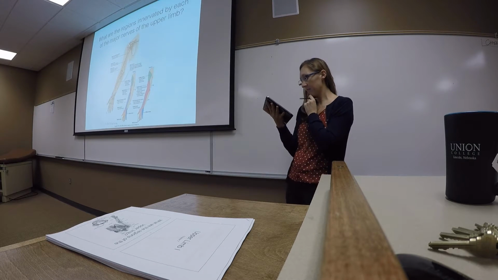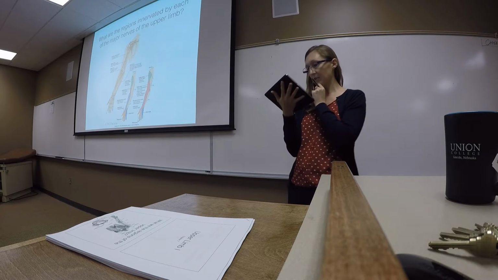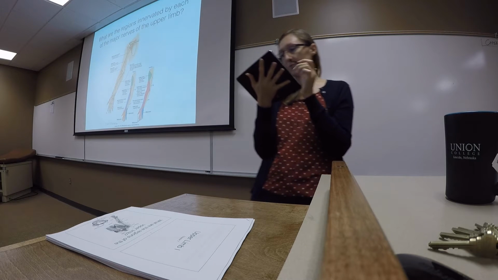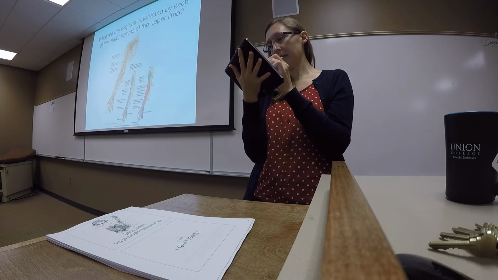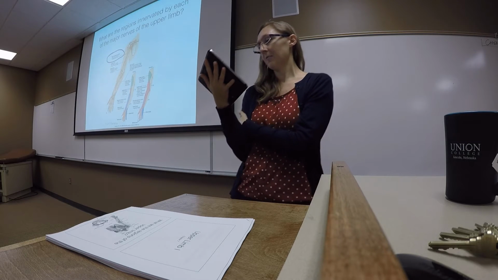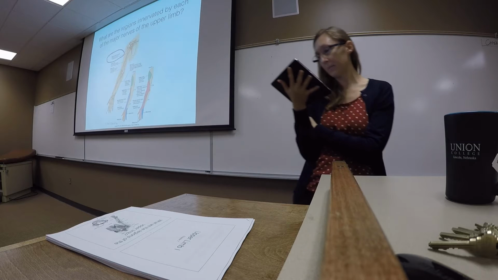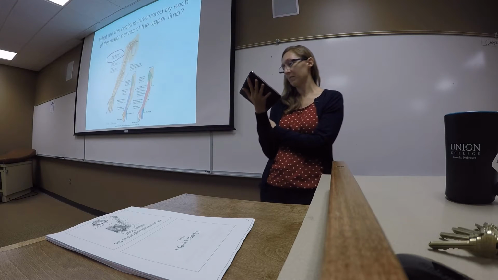So then back to our four major nerves and what they actually innervate. So musculocutaneous nerve, thankfully, is the one nerve that innervates the anterior compartment of the arm.